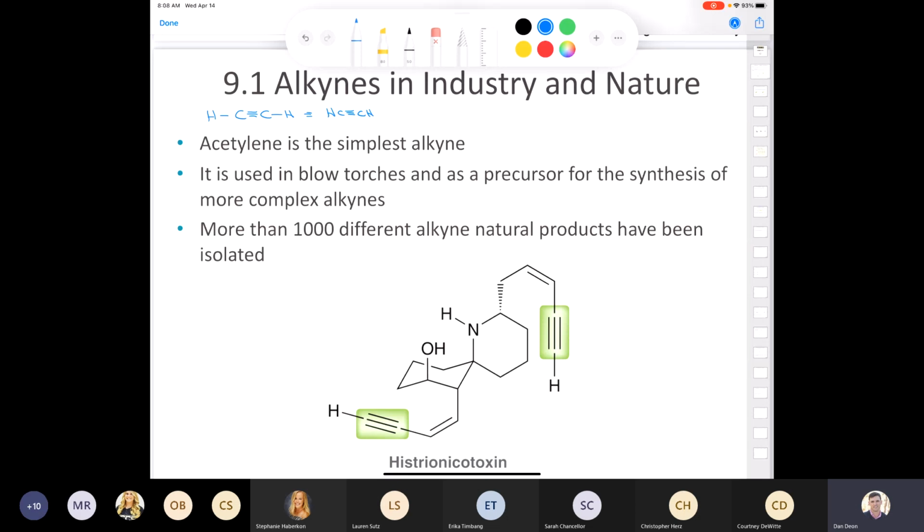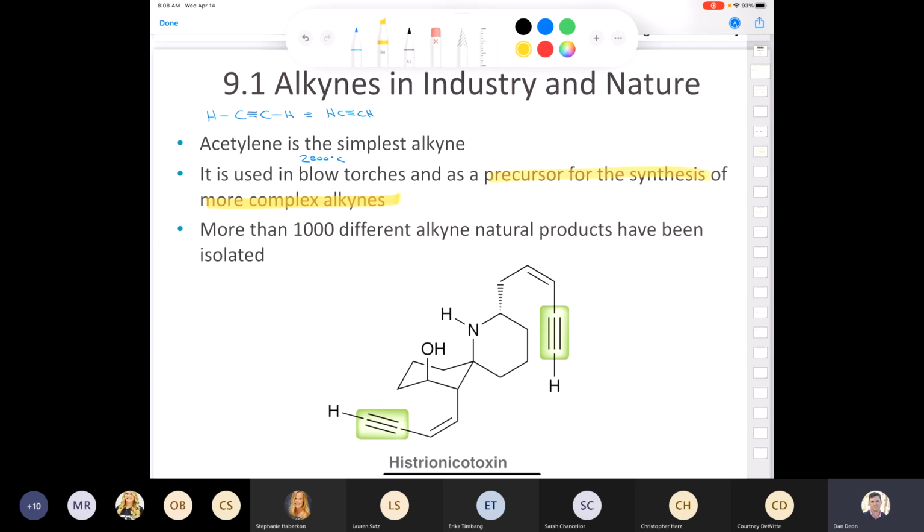It says acetylene is used in torches. The reason that we use acetylene in torches is because it burns with a flame around 2800 degrees Celsius. And so if you've ever done acetylene welding, you've used an acetylene torch. Now, more importantly for us as organic chemists, it's often used as a precursor in the synthesis of more complex alkynes. And we're going to do that a lot in this chapter, especially on Friday when we take a hard look at synthesis.